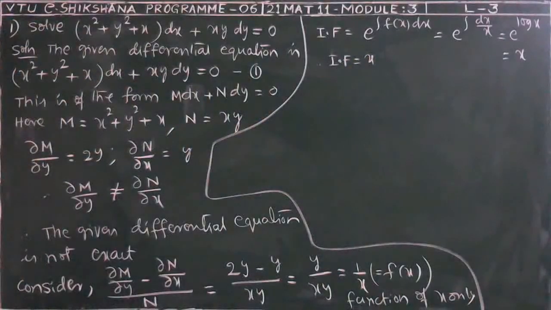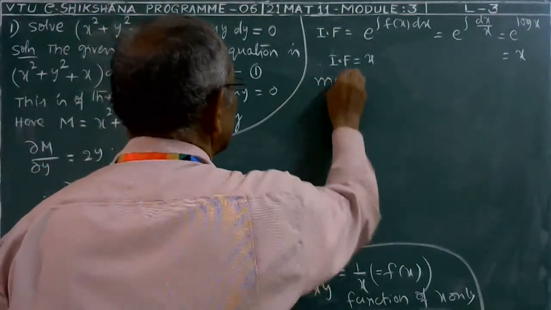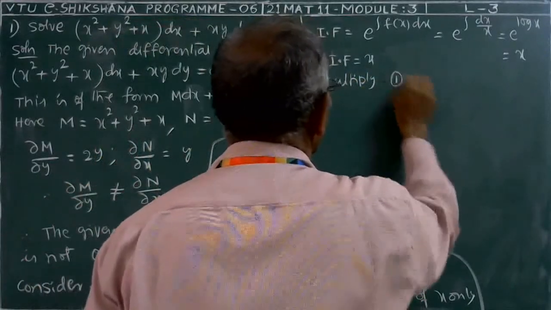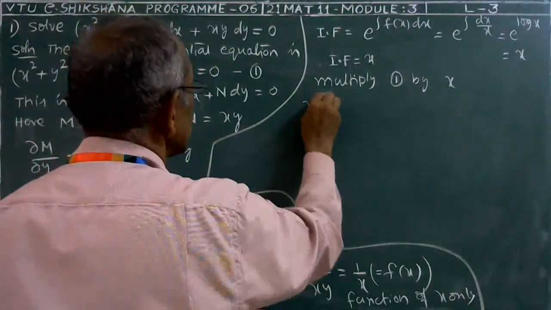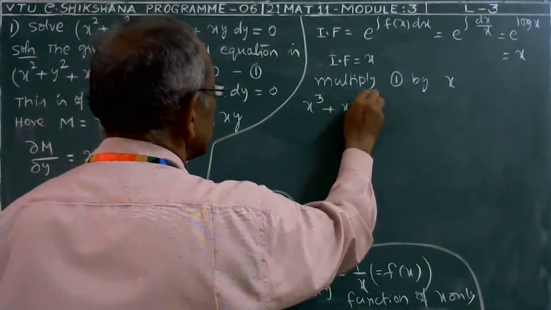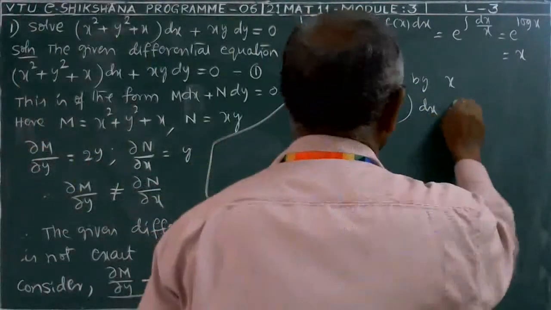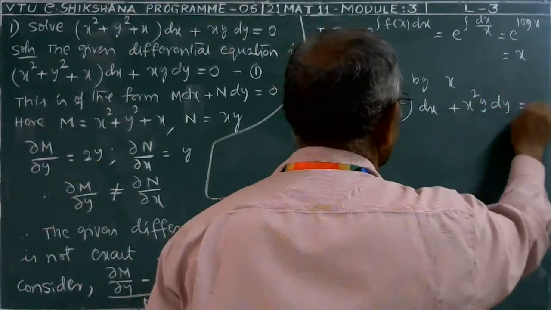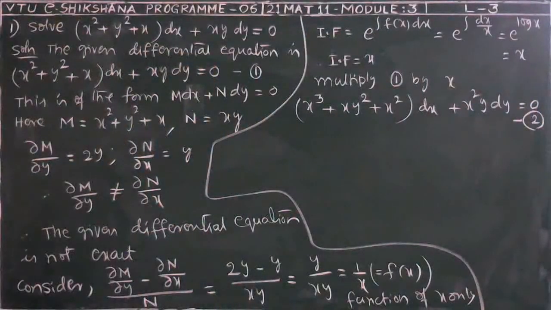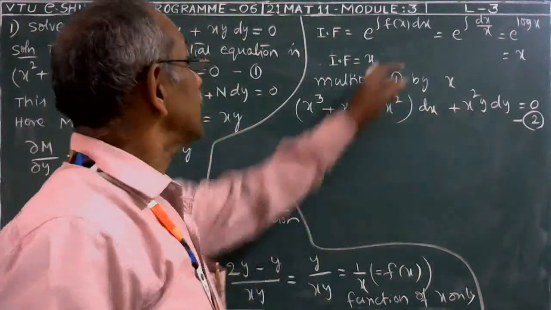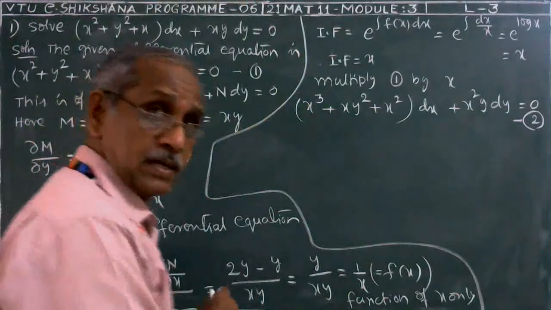Now let me multiply this integrating factor x to equation 1, the given differential equation. So I get (x cubed plus x y squared plus x squared) dx plus x squared y dy equals 0. We call this equation number 2. Let us check whether equation 2, after multiplying by the integrating factor, becomes exact.